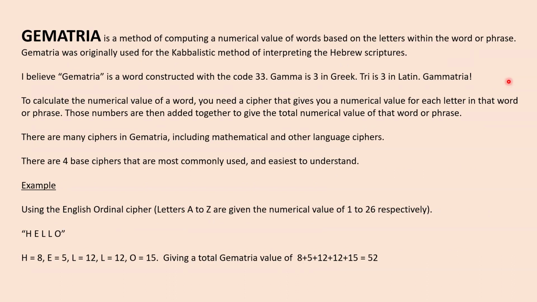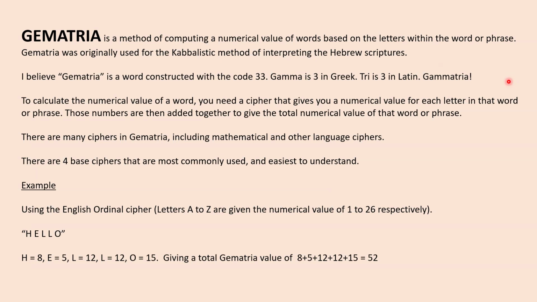So, firstly, Gematria. It's a method of computing a numerical value of words based on the letters within the word or phrase. Gematria was originally used for the Kabbalistic method of interpreting the Hebrew scriptures. I believe Gematria is a word constructed with the code 33. Gamma is 3 in Greek. Tri is 3 in Latin. So I think it's Gematria.